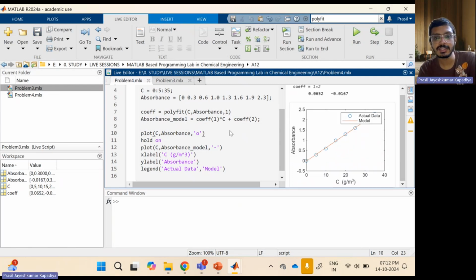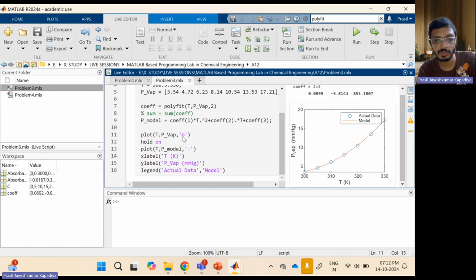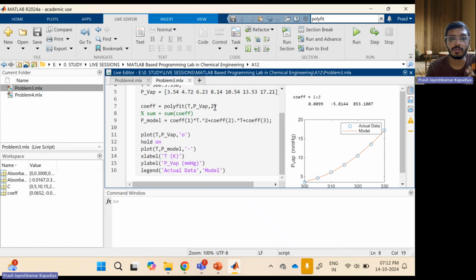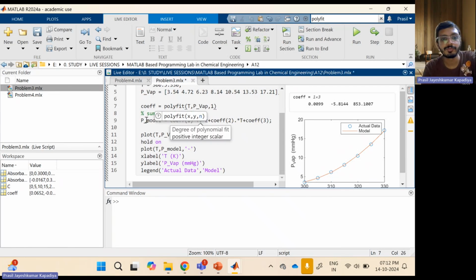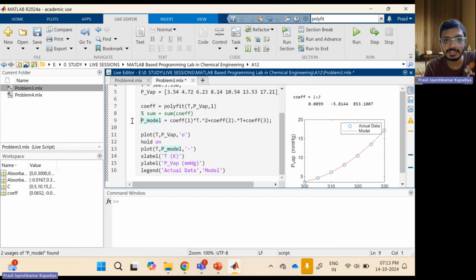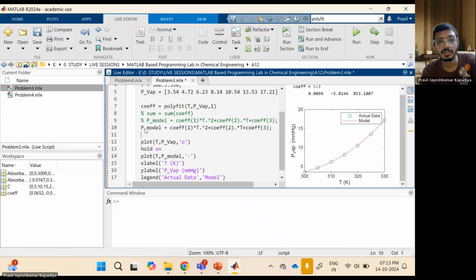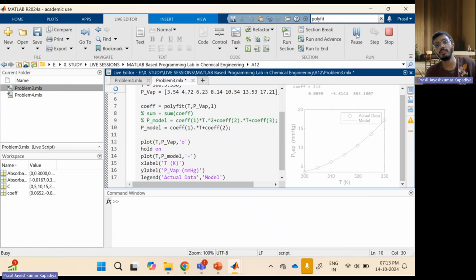Okay. So let me just save this and save this too. So let's say if I were to fit this in order 1, then from the data it is clearly visible that it is not linear. Correct. So let's try to do this with first order fitting. So it will not be a good fitting that we will observe.